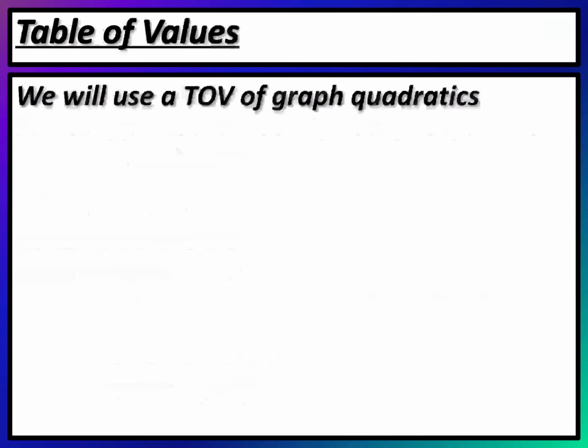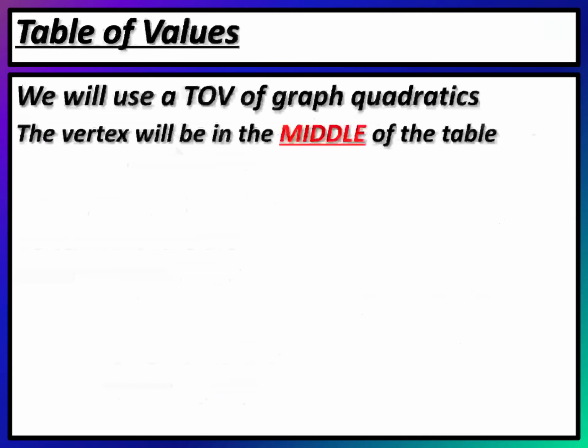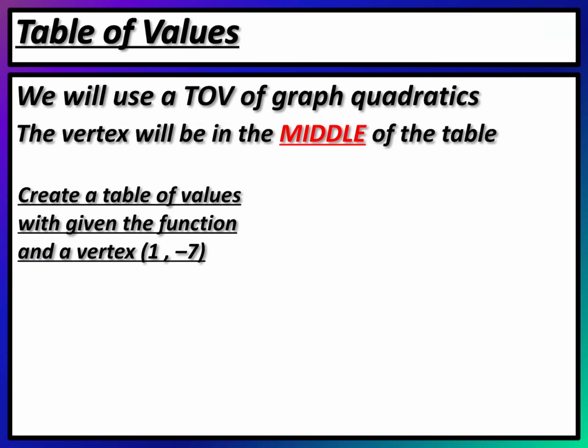So once we have an axis of symmetry and a vertex, and I'm going to show you how to actually find these in a few minutes, we're then going to use that to create a table of values. So typically with a table of values, we use -2 to +2, but for a parabola, it's all going to depend on the vertex.